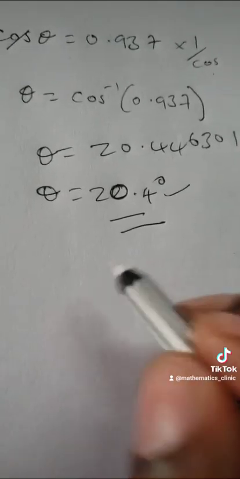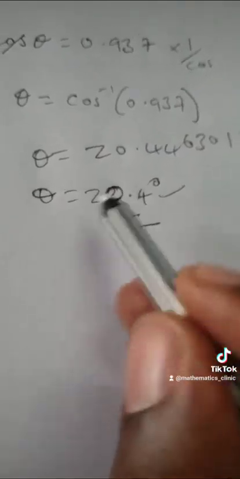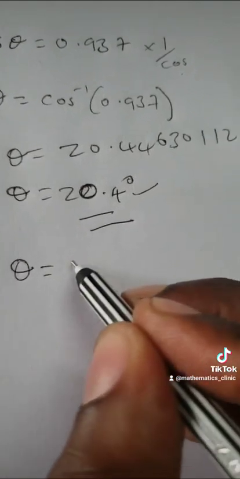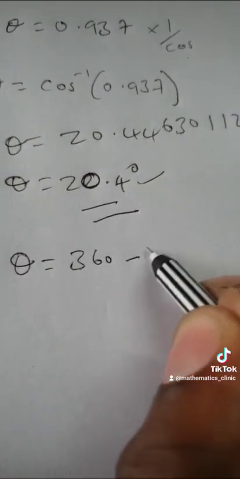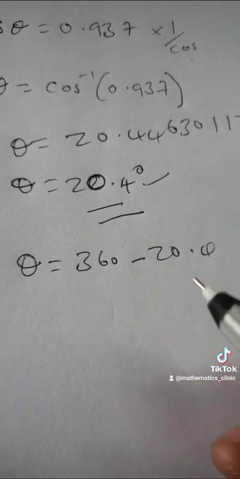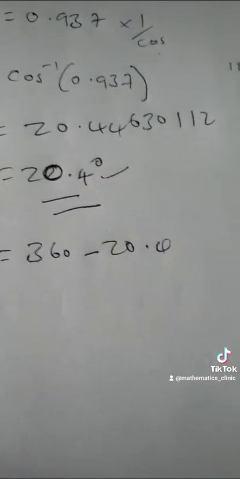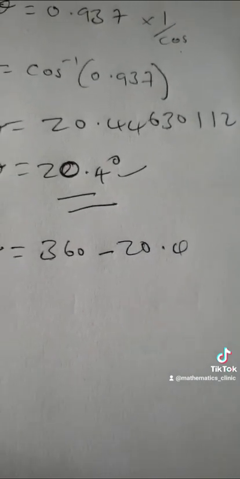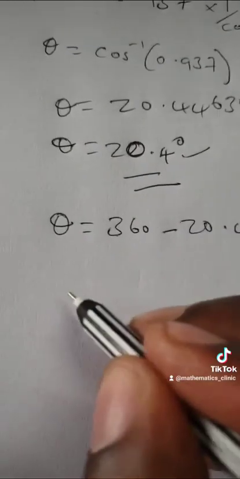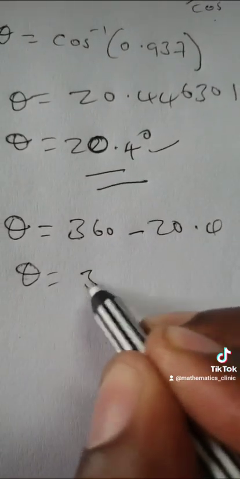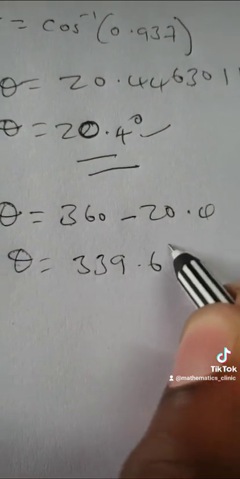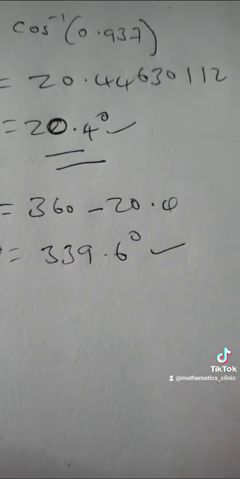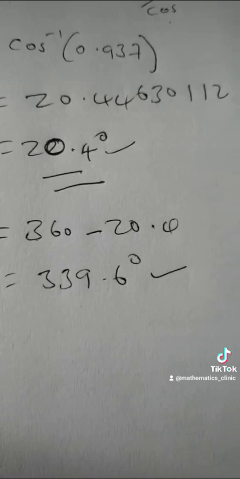Then we can also check what it is in the fourth quadrant. Theta is equal to 360 minus the angle that we found earlier. So 360 minus 20.4 is 339.6. So our theta is 339.6 degrees, which is in the fourth quadrant. So that's how you solve such a question.